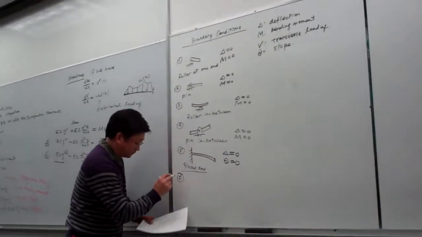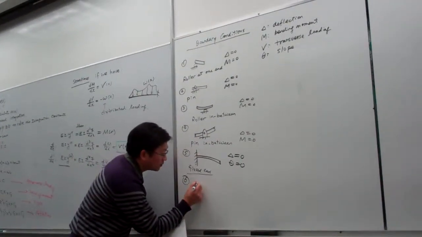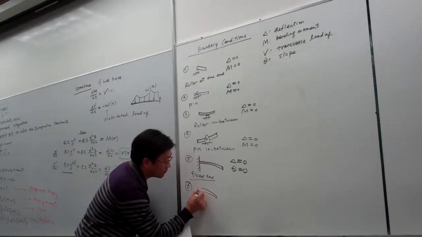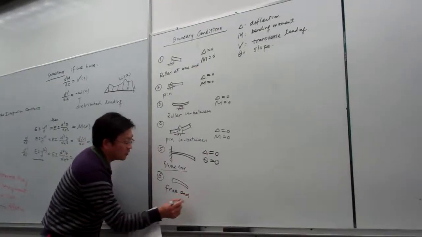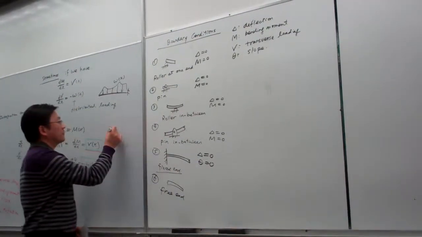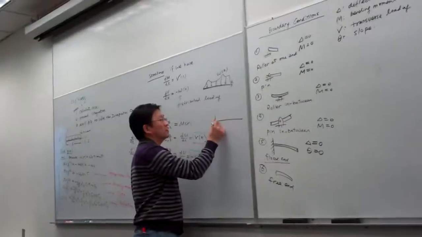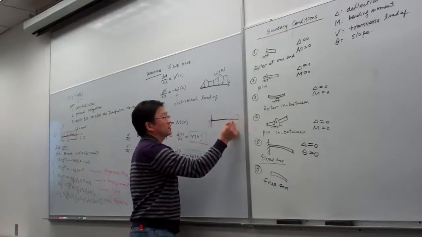The sixth one is called the free end. The free end could be something like this. If this is a cantilever beam, this is what we call the free end.